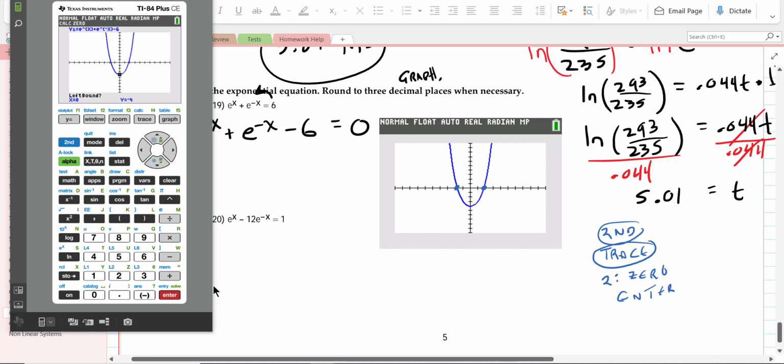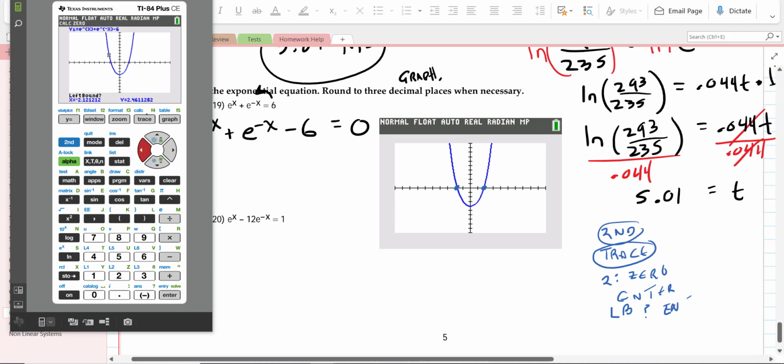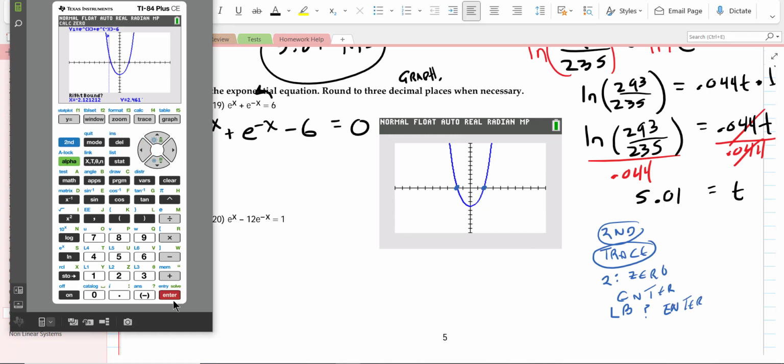Now it's going to ask for a left bound. So I'm going to take my left cursor key, this left arrow, and move that until it's on the left side of that intercept. That x-intercept's right there. Once it asks for left bound, set it and then press enter again, like this. So you just go like that. Usually a line comes up on your calculator. Then it's asking for a right bound. So now use your right cursor key to go a little bit to the right, then press enter for that right bound.